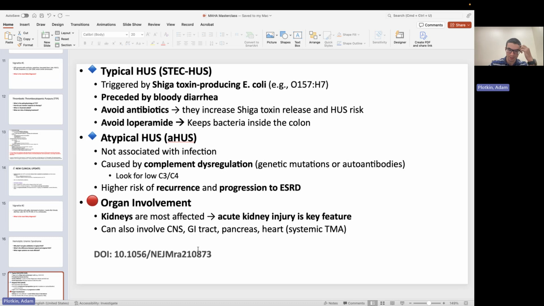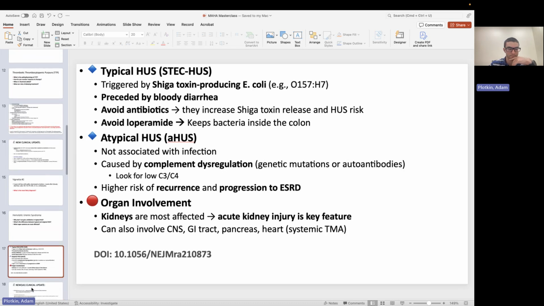If you want to read more on HUS, here's the DOI from the New England Journal of Medicine article that I think is really good. Just take a screenshot and throw that into Google.